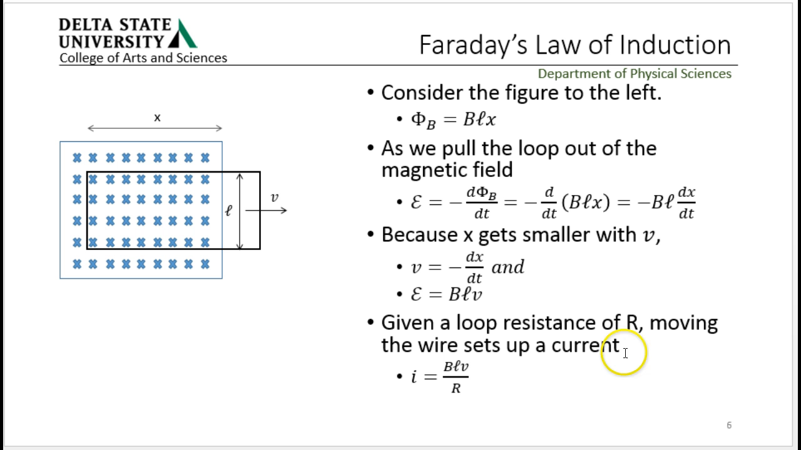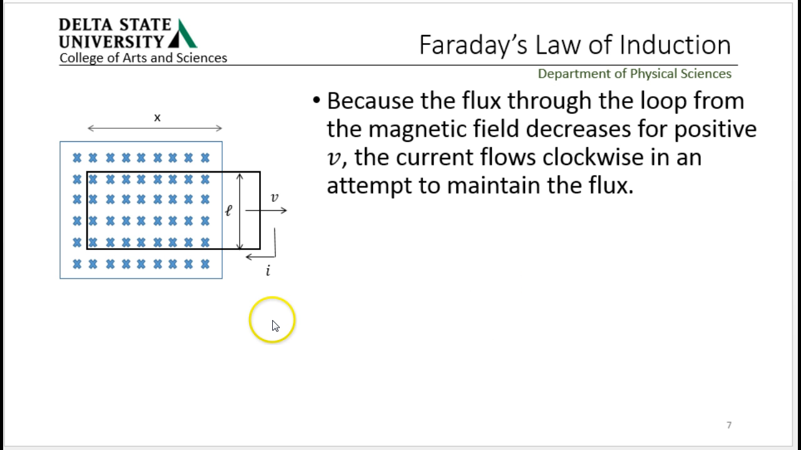For positive velocity, the flux through the loop decreases with time. That is, there is less and less of the loop in the magnetic field. By Lenz's law, the flow of current is such that it opposes the change in flux. Since the flux is decreasing, this means the induced current produces a magnetic field in the same direction as the external magnetic field. Thus, the current induced as we pull this loop out of the magnetic field flows clockwise.